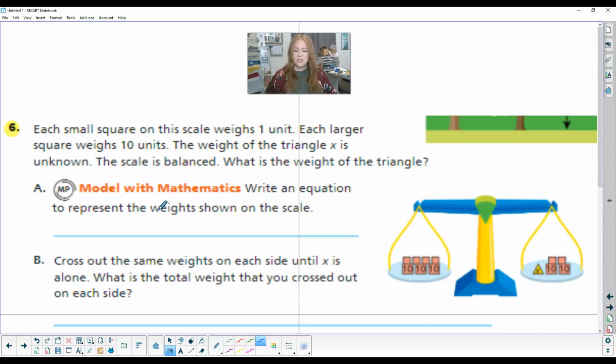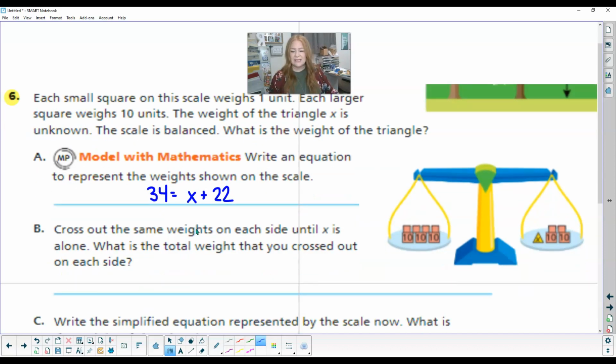So first it wants us to just write an equation. So over here we have 10, 20, 30, 1, 2, 3, 4. So the left side of the triangle is 34. And it's going to equal, we've got an x. And we're adding on, we know 10, 20, 21, 22. So we can see our constants are 34 and 22. And we're looking for the variable of x.